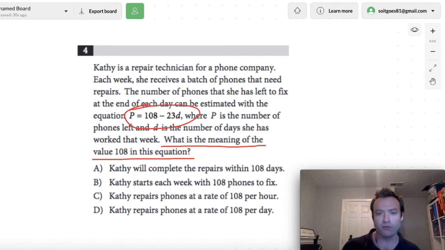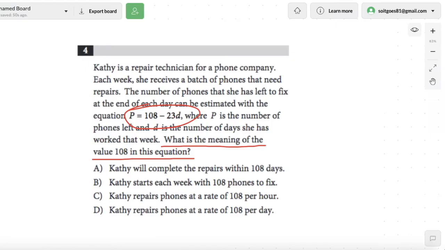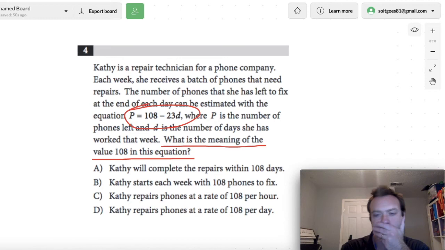And this is where I want to go back to rule number 2. Can you go ahead and read rule number 2 one more time for me, please? Eliminate incorrect answer choices using basic logic for word problems. Remember that you are dealing with real world problems and real world solutions. Yeah, absolutely. So let's just focus on the meaning of the value 108. Let's think what would work in the real world. All right. Go and read answer choice A for me, please.